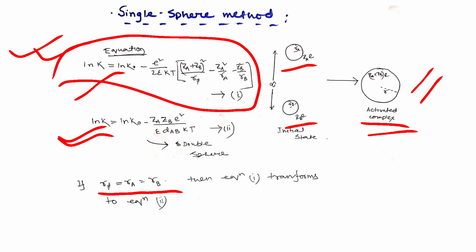That means when, here it is r hash, if you put r hash equals r equals rb, then equation 1 transforms into equation 2. That means the double sphere is a special case of the single sphere model.